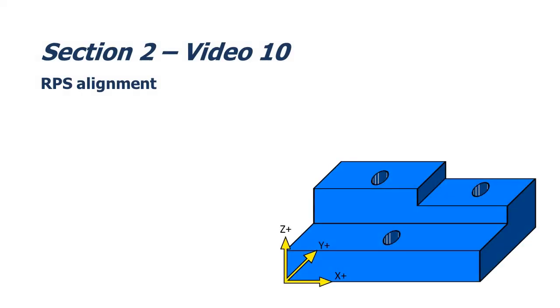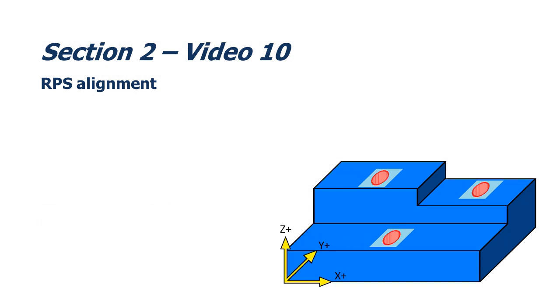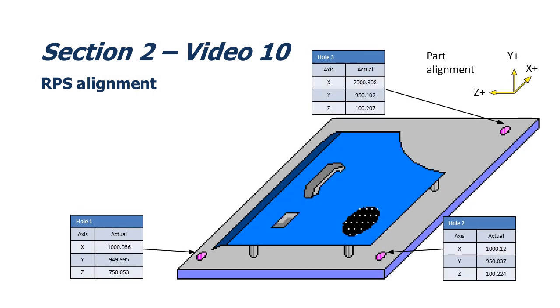Hi, welcome to video 10, the 5th video in section 2, which is called RPS alignment. In the video, we'll take a look at the fundamentals of an RPS alignment. We'll describe what it is and how the CMM software calculates an alignment by setting measured features to their theoretical values. We'll also describe techniques you can use to help you visualize the alignment and how to create a robust alignment. Finally, we'll summarize the RPS alignment and discuss different methods of using them in practice.